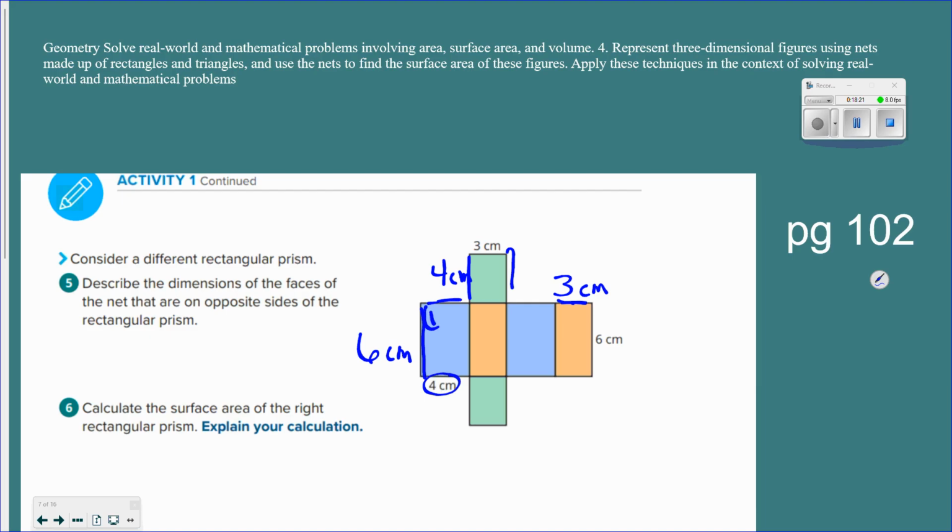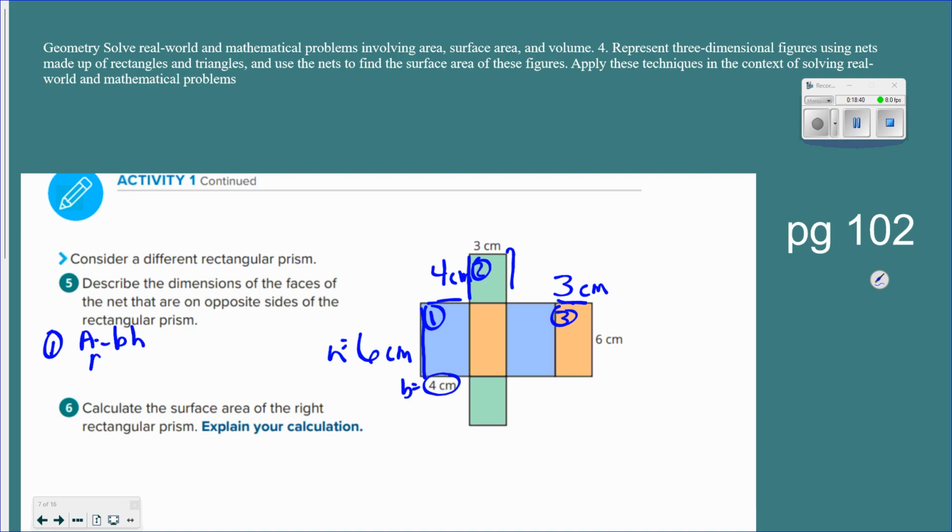I have 3 figures. Figure 1. I'm finding my area. So it's just the length times the width, or base times height. We'll go with base height. So I have a base of 4, a height of 6. So that's going to be 4 times 6, or 24.